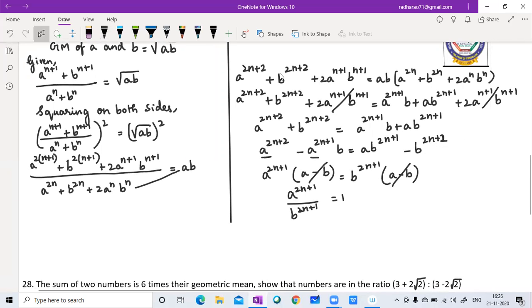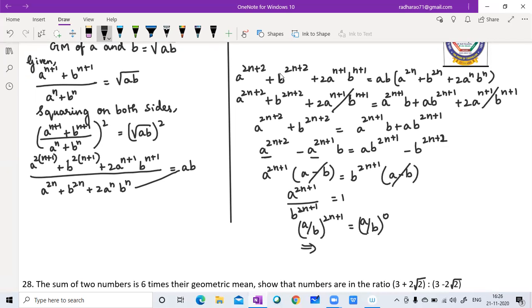So this can be written as a by b the whole power 2n plus 1 is equal to 1. Anything power 0 is 1. So I write 1 as a by b the whole power 0. So that the bases are equal, I can equate the powers. To get the value of n, I write 1 as a by b the whole power 0. That is to get the same base, and power is 0 because anything power 0 gives you 1. Any non-zero rational number power 0 is always 1. So I take the same base so that I can equate the powers and get the value of n.